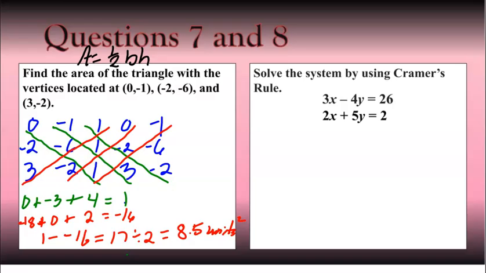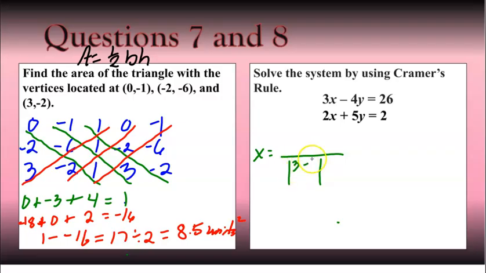Next, solve a system using Cramer's rule. So you've already solved a system of equations using substitution, elimination, and graphing. This is another method you can use, but using matrices. So we have a coefficient matrix. The coefficient matrix is just the coefficients of the two variables. So the denominator is going to be our coefficient matrix.